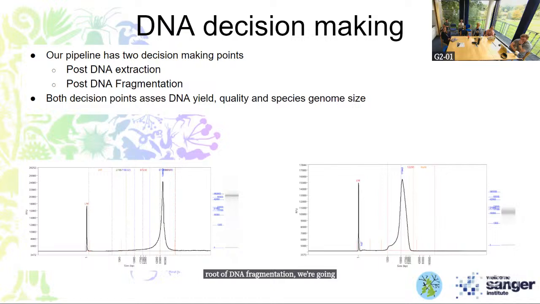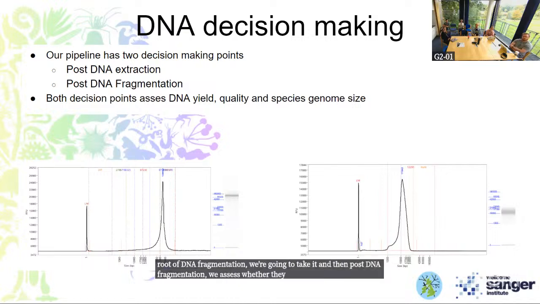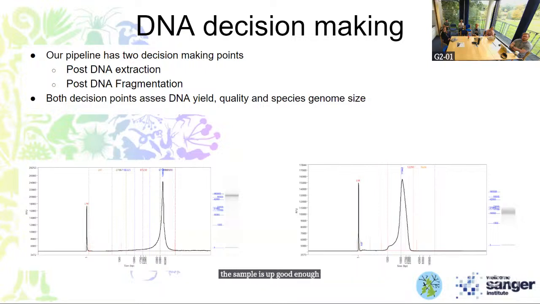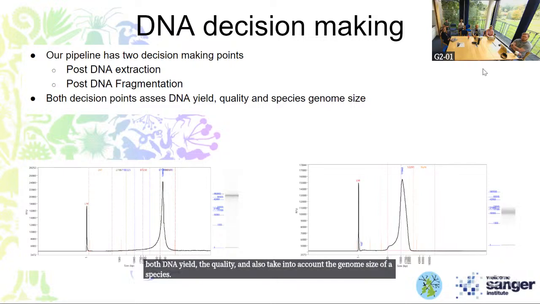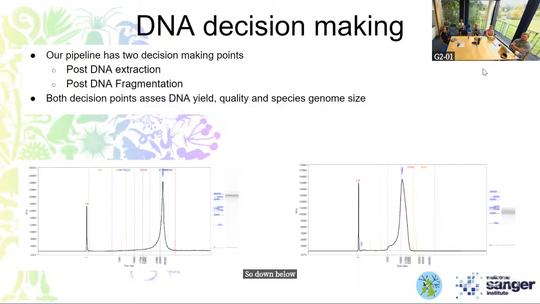And then post DNA fragmentation, we assess whether the sample is of good enough quality and if we have enough DNA to proceed for sequencing. So both decision points assess both DNA yield, the quality, and also take into account the genome size of a species. Down below, I've got a great example of a beautiful high molecular weight DNA extraction, which we get every week, I would say.